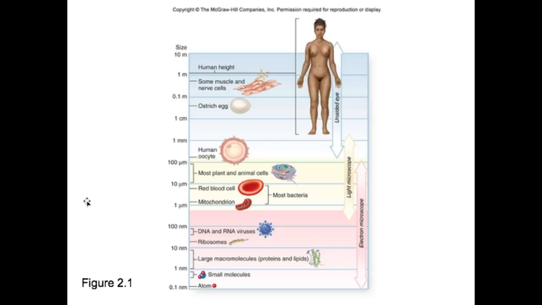So again, size scale for individual cells. Here we are in the cell range. Human oocyte being towards the high end for a single cell. Ostrich egg, multiple cells at that point. Mitochondria is an organelle within a cell. You're going to get that at around the 1 micron mark.